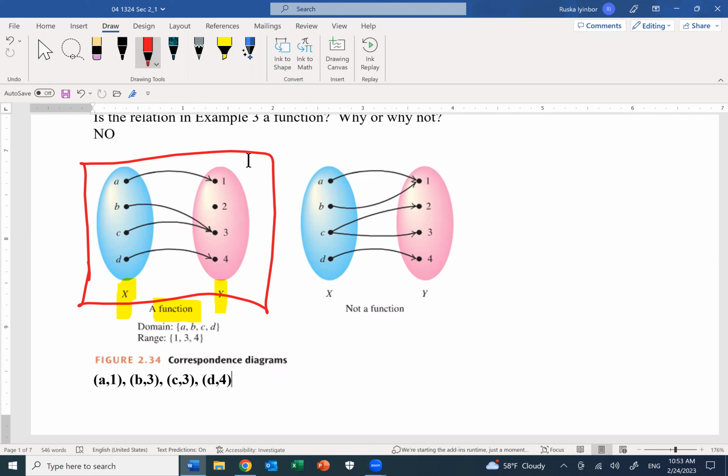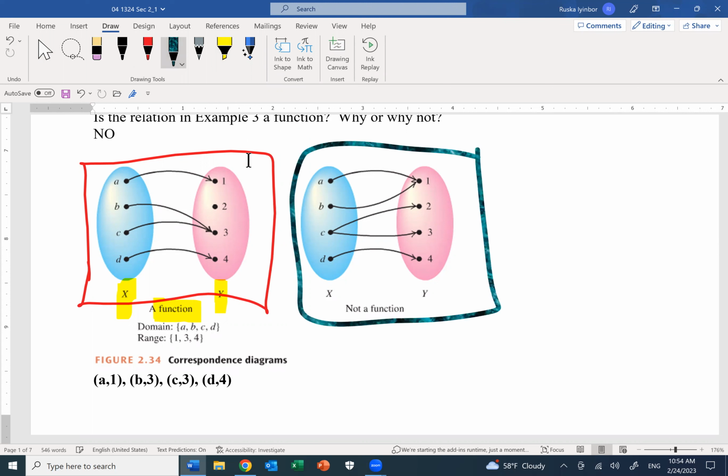Now looking at the second example, and I'm going to make this green box. It says it's not a function, but let's see why. We have A goes to 1, B goes to 1, which is okay. The y can be repeated. Now looking at C, what's happened here? C goes to 2 and C goes to 3. So that's why this is not a function, because we have point C and 3, and the other coordinate is C and 2.